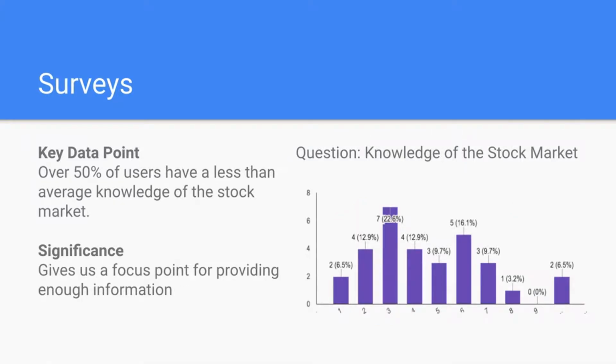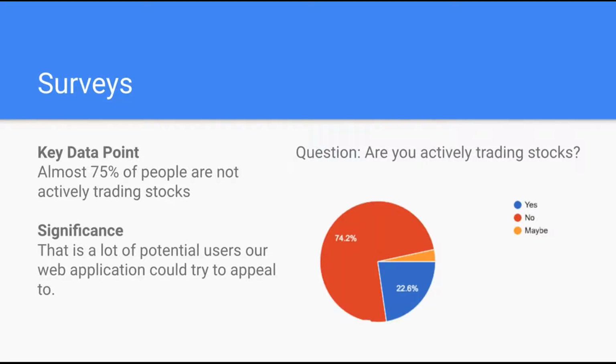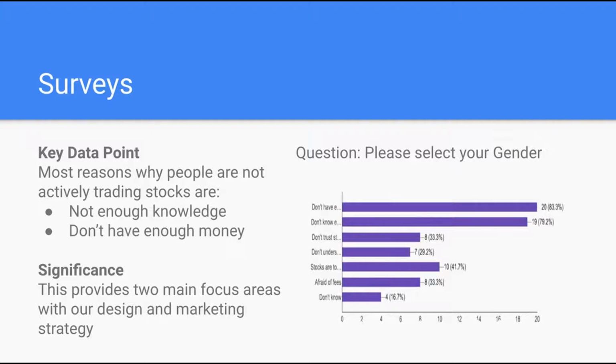Over 50% of people have less than an average knowledge of the stock market. This gives us a focus point for providing enough information on our website. Almost 75% of people are not actively trading stocks, which is a lot of potential users our web application could try to appeal to. Most reasons why people are not actively trading stocks are because they don't have enough knowledge or they don't have enough money. This gives us 2 main focus areas with our design and marketing strategy.